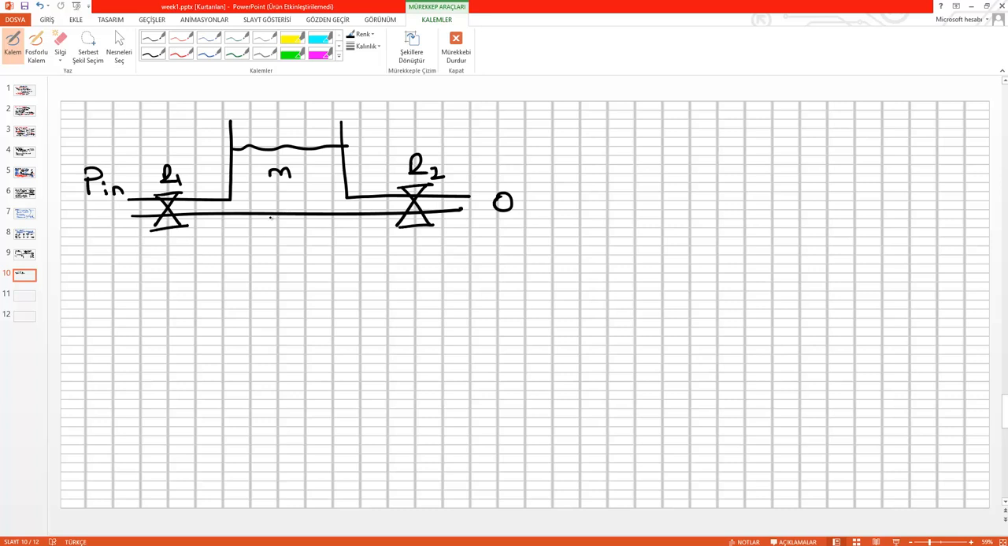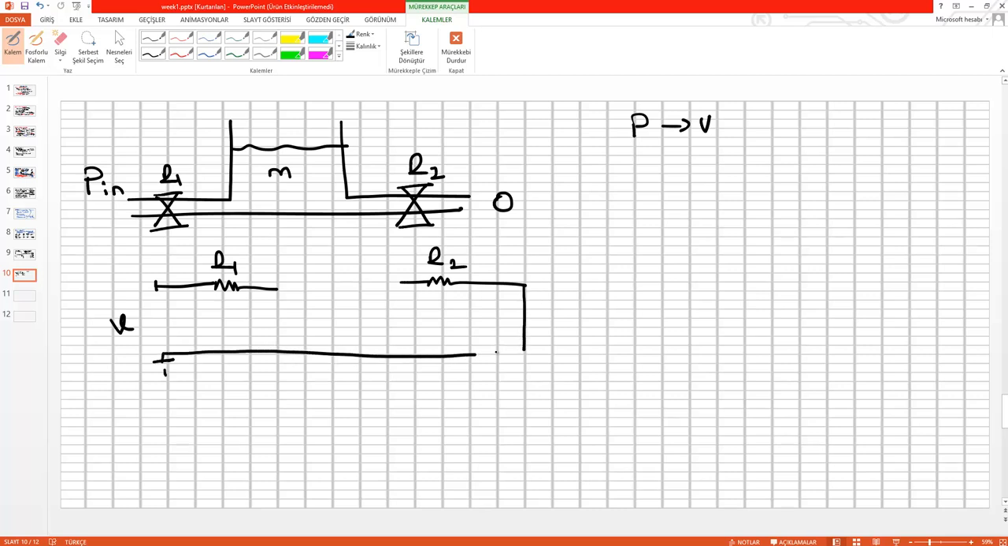Firstly, what's the value of P in the electrical domain? P is voltage, right? So we can give the voltage value in here like this one, and then we have the resistance value in here, R1, and also we have R2, which is going to the ground of this term. This is the voltage. And then, what is this?